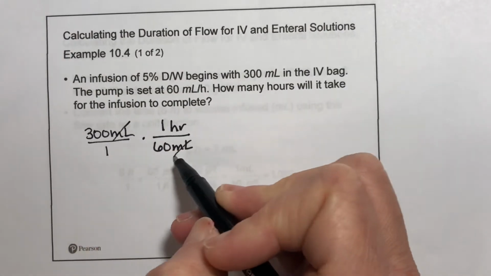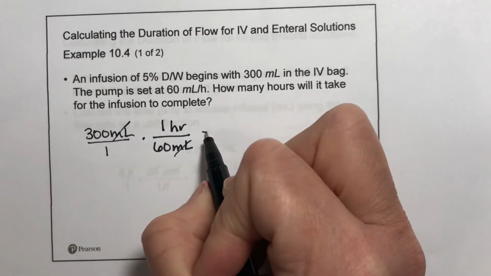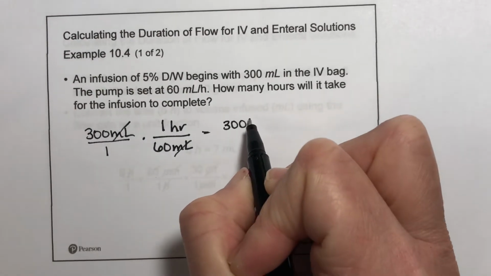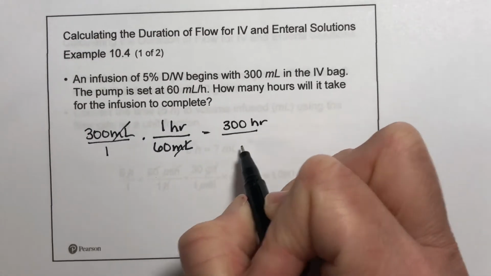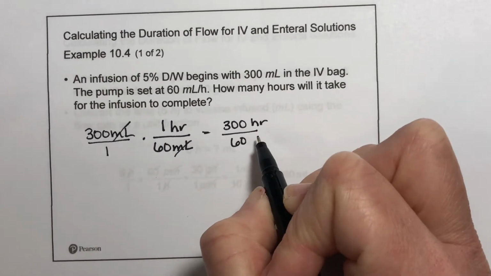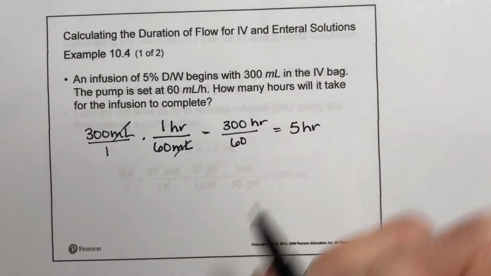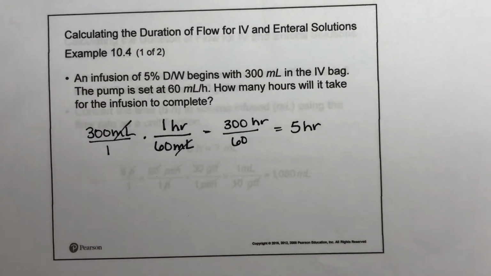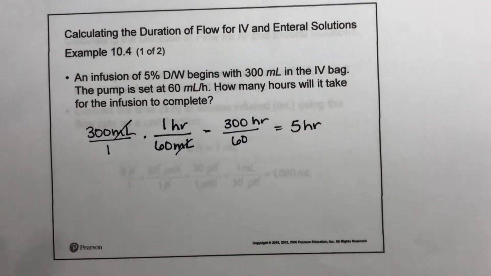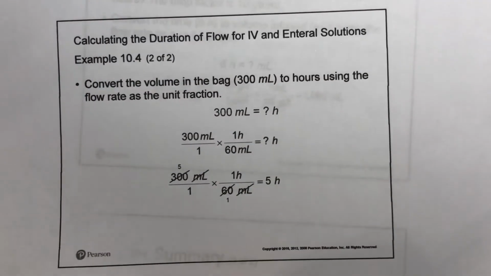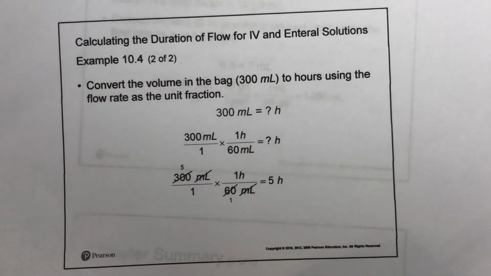The milliliters cancel. You get 300 hours for 60 over 60, which is 5 hours. So this will take 5 hours to complete. The next slide shows them doing exactly that.